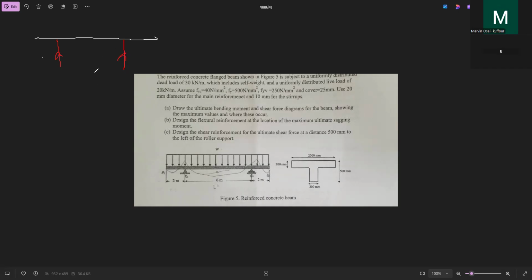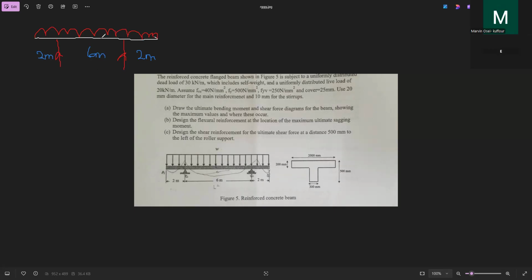Some things like this, sometimes you don't have to waste a lot of time calculating the VA and the VB. Can you see that the system is symmetrical? I want to teach you a shortcut, but you will still solve it. The overhangs are 2 meters each, and the position of the supports too.